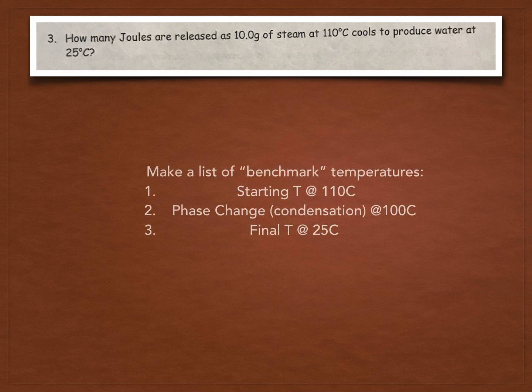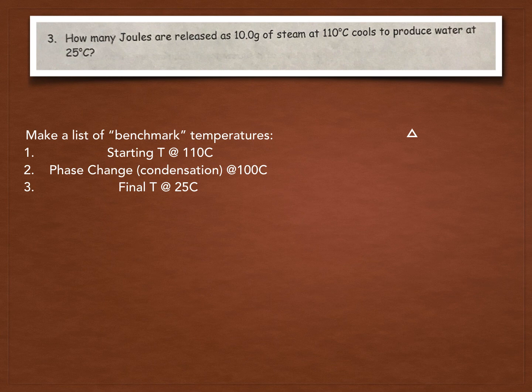Make a list of benchmark temperatures. Start with the initial temperature and be sure to mark each phase change temperature. In this case, the only phase change is condensation, going from gas to liquid. Condensation is the exact opposite of vaporization, going from liquid to gas. Condensation will use the same temperature benchmark as vaporization.